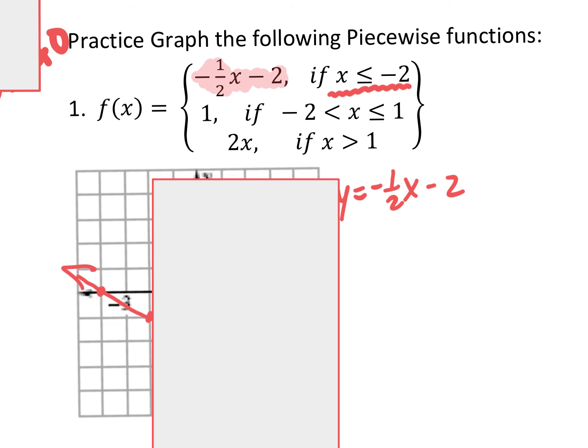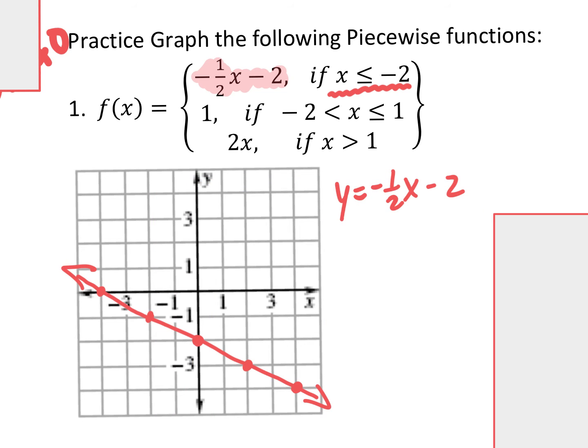You want to erase everything else. That's what I'm going to do right now. I want to erase everything that's on this side. So that is a solid dot. That's the first piece. Let's move on to the next piece.